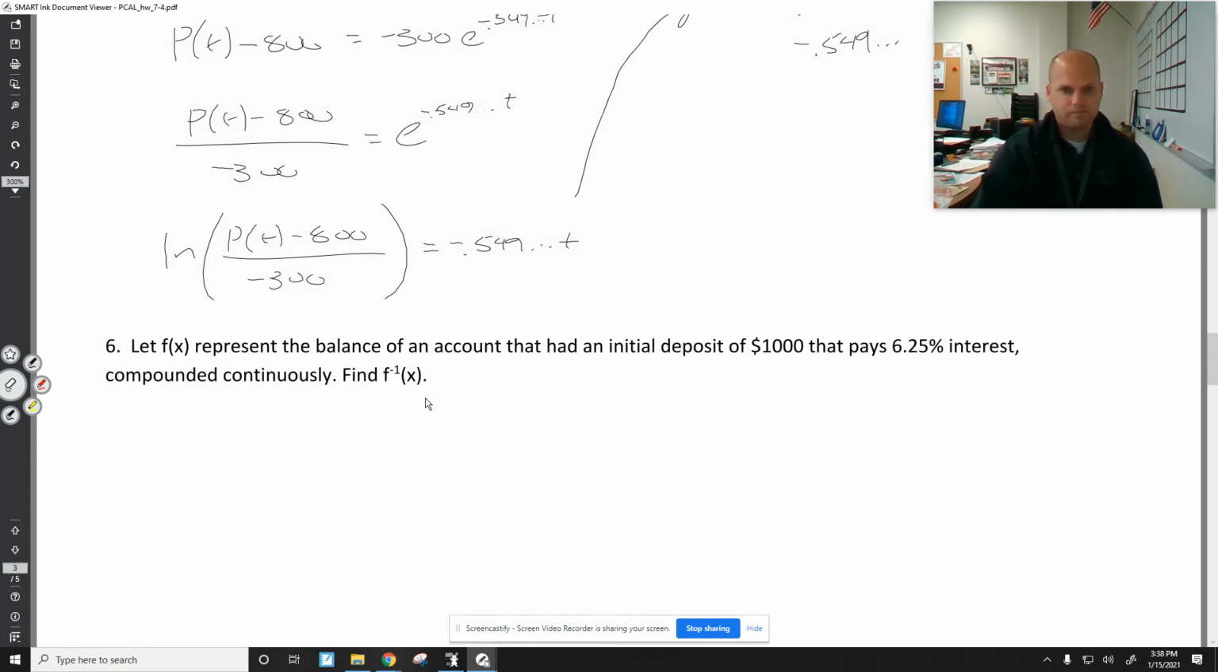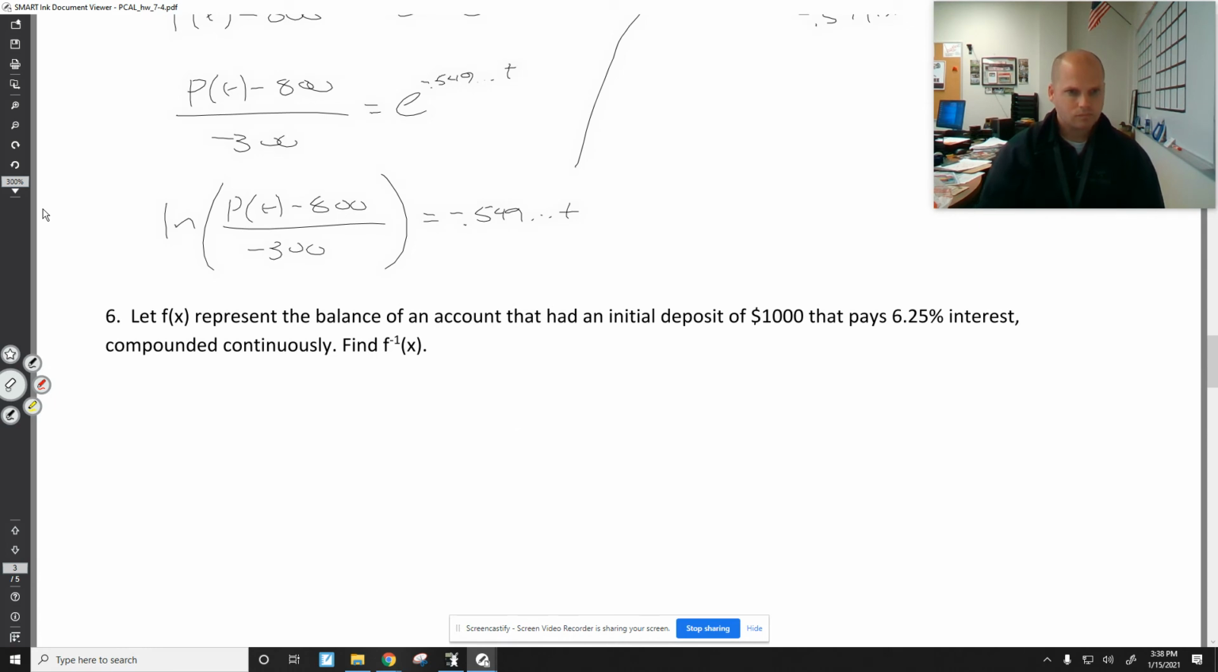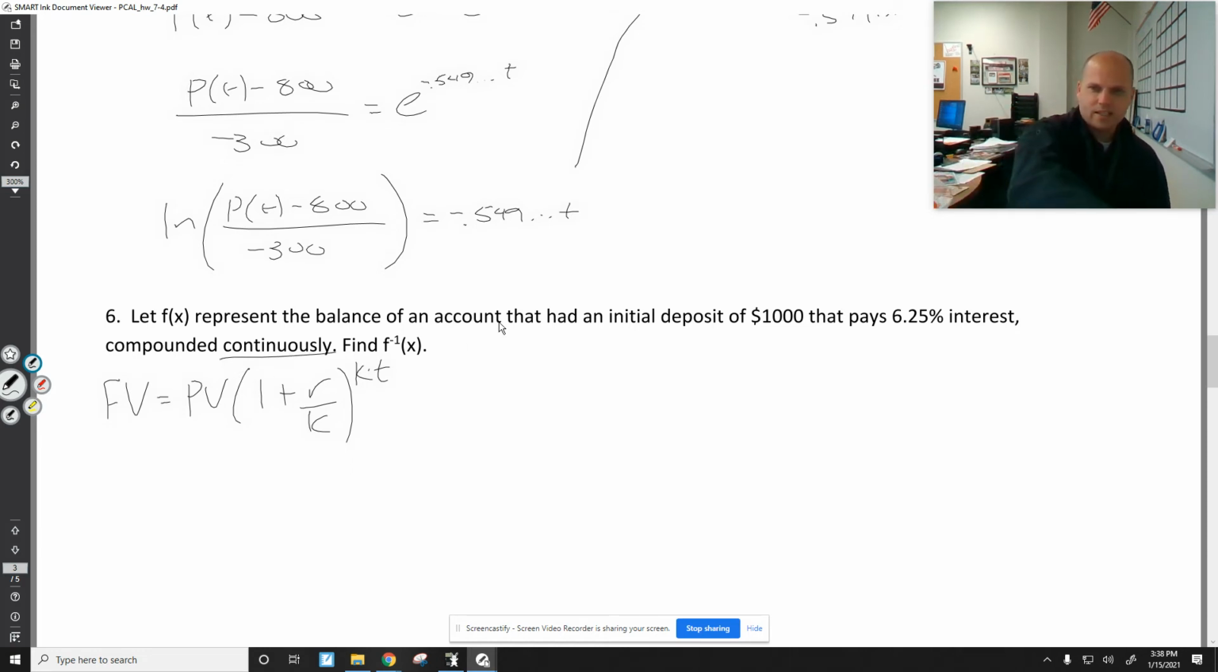Okay, this is like the same thing. So we have a money situation, a compounding situation. I always use the formula: the future value is equal to a present value times 1 plus the rate divided by the compounding, sometimes I use k for compounding, to the compounding amount times the amount of years. If we're being compounded continuously, k is infinity. And when k is infinity, this turns into e. That's where e comes from.